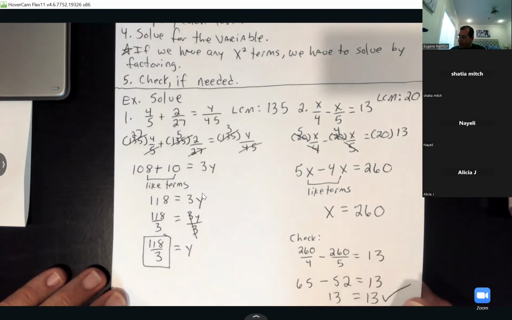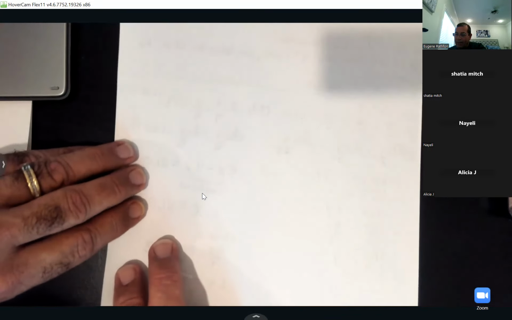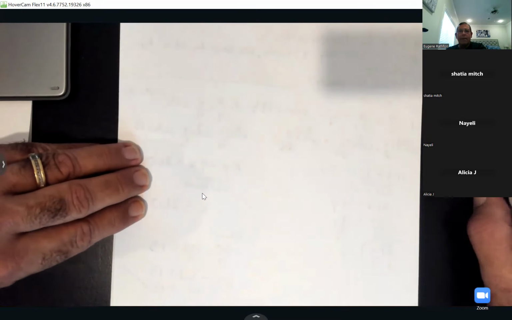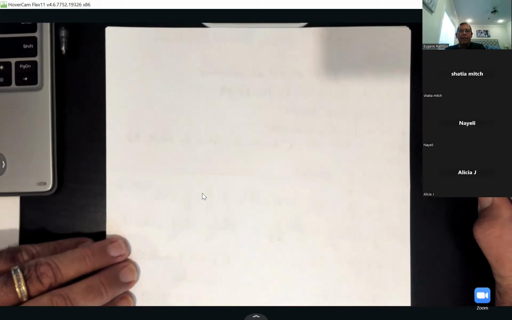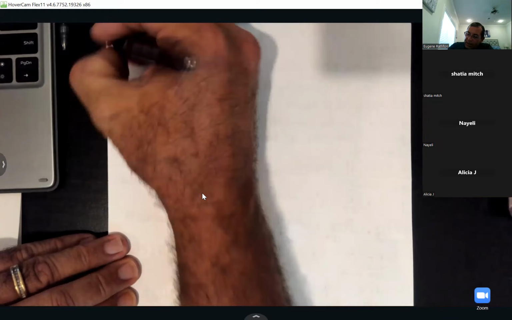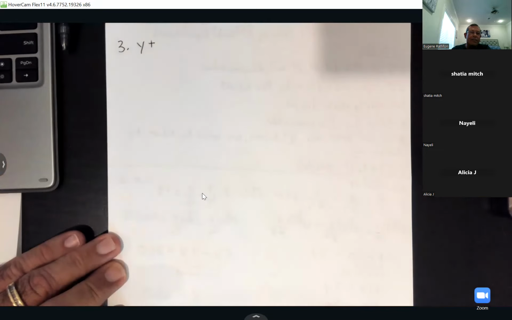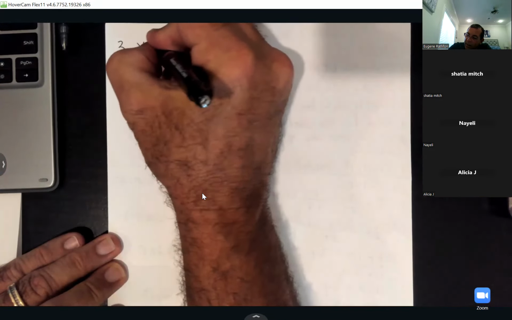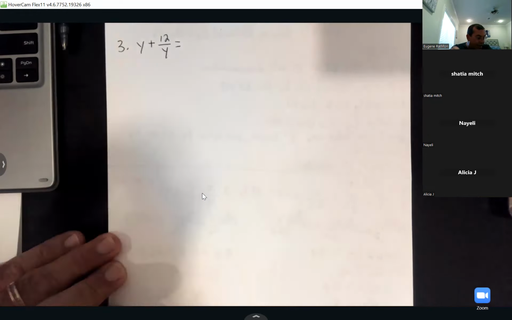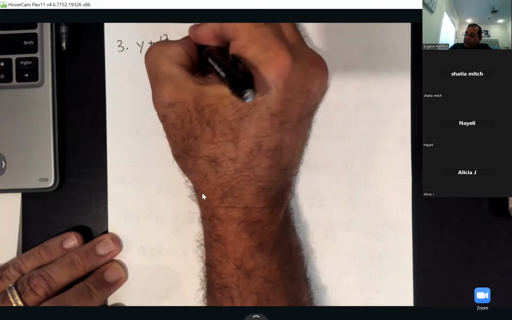All right, y'all, moving on. Let me get this back up here. All right, so our number 3 here. We got y plus 12 over y is going to equal negative 13.